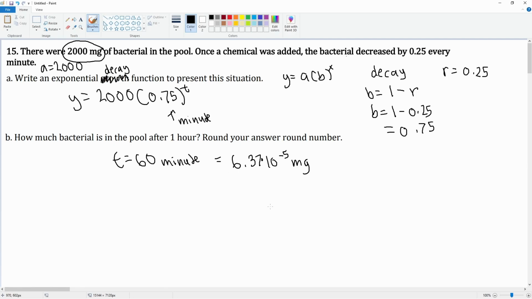This is a classic problem that you're going to see in your bio class. So I wanted to show you this, okay? So there you go.